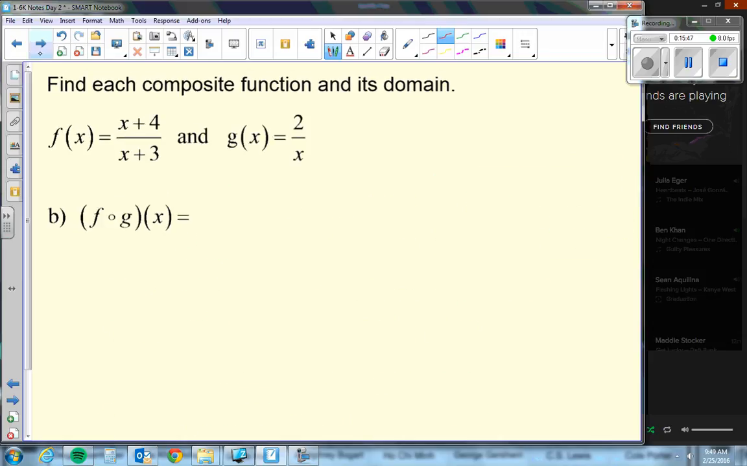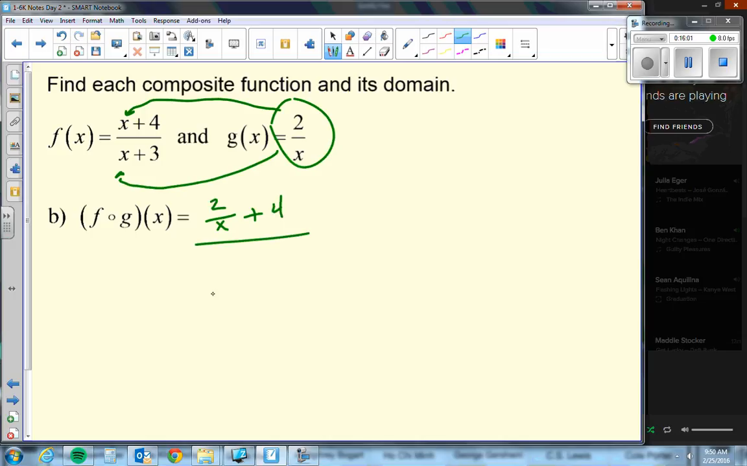Now we're going to do it the other way around. Doing f of g. So now g goes in place of x everywhere in f. So you get 2 over x plus 4 in the numerator, and then 2 over x plus 3 in the denominator.